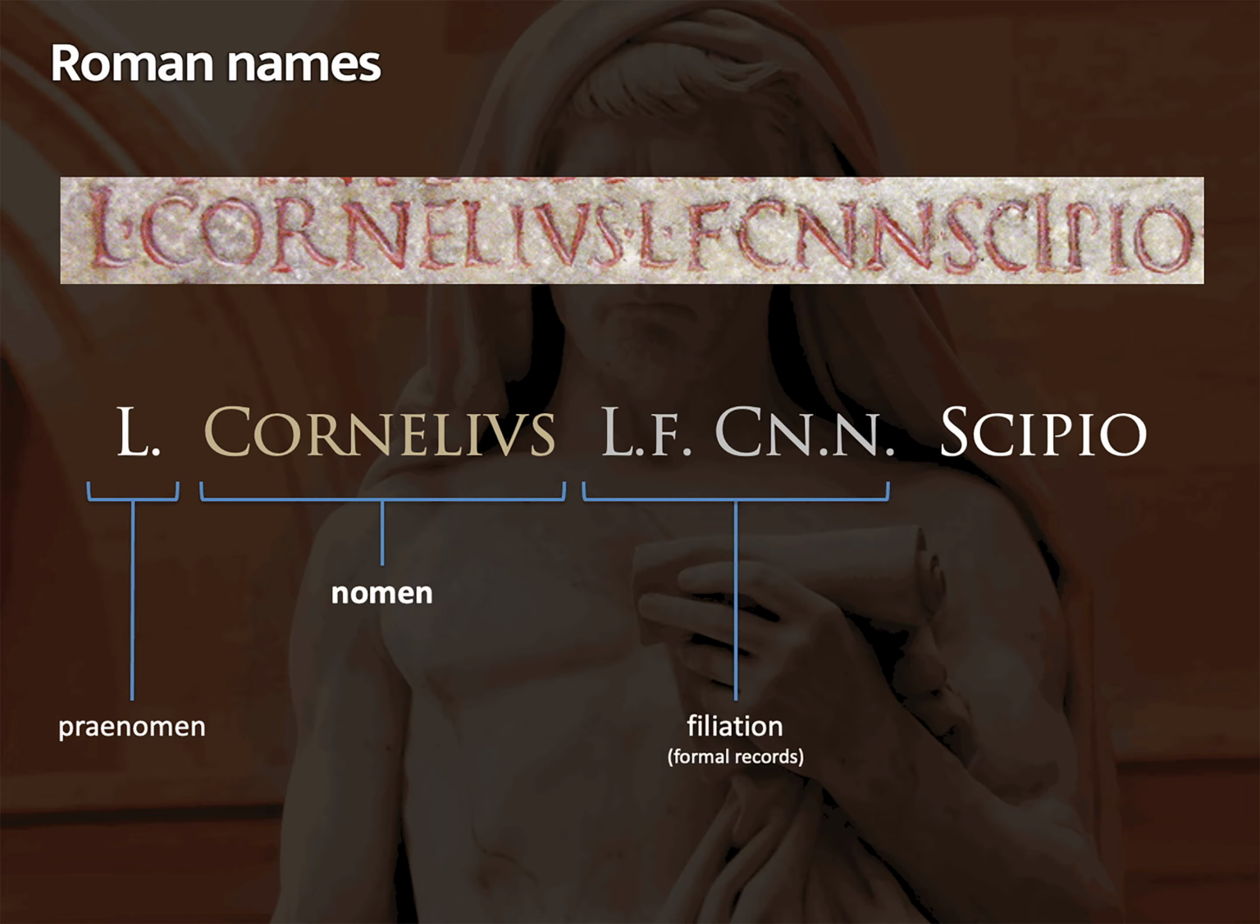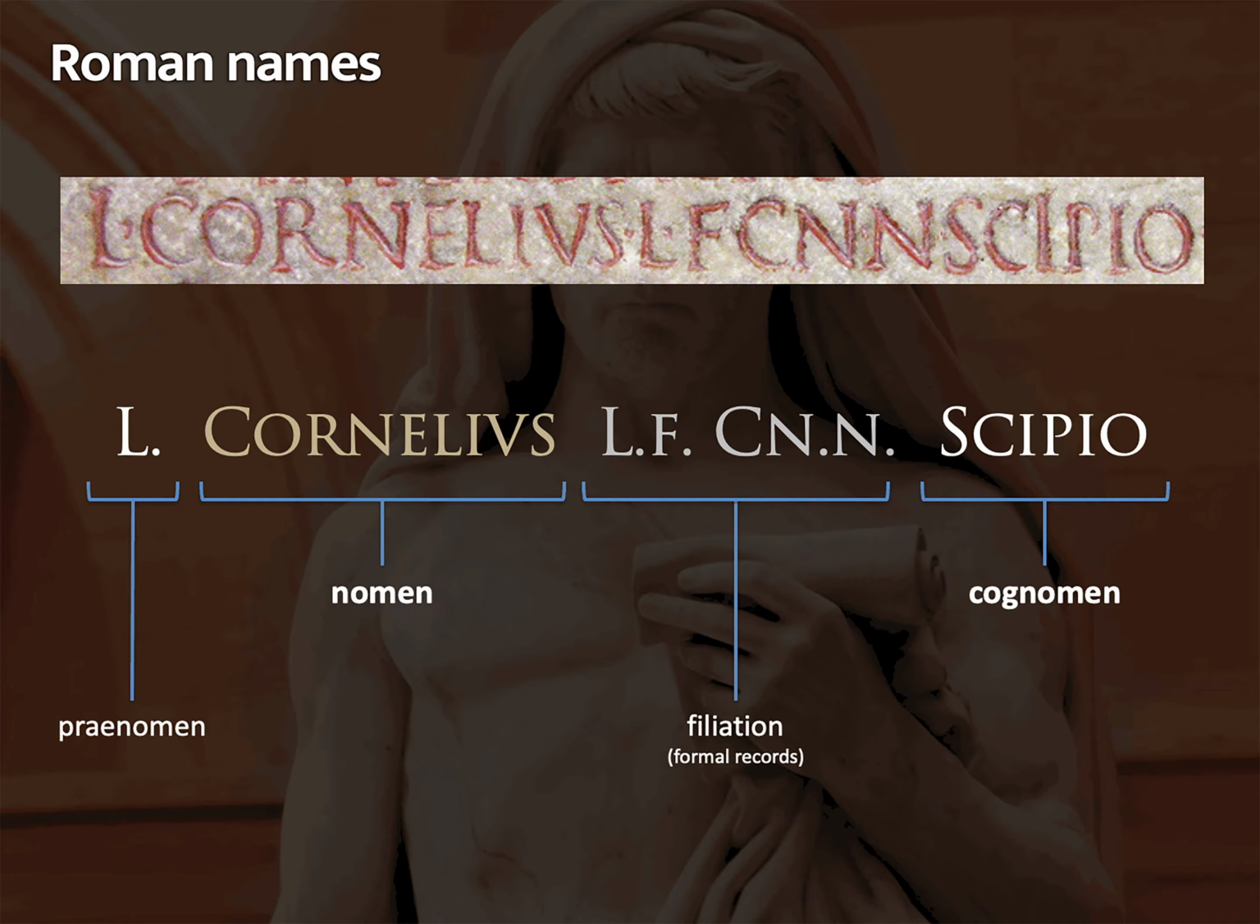In a formal inscription like this, you would also see the filiation. In this case, we have Luci Filius Gnaei Natus. This means Lucius Cornelius, son of Lucius, grandson of Gnaeus. And so your formal name further emphasizes your lineage, your family, the people that you are collectively gaining honor for. Finally, at the end, we have a cognomen, like a nickname.